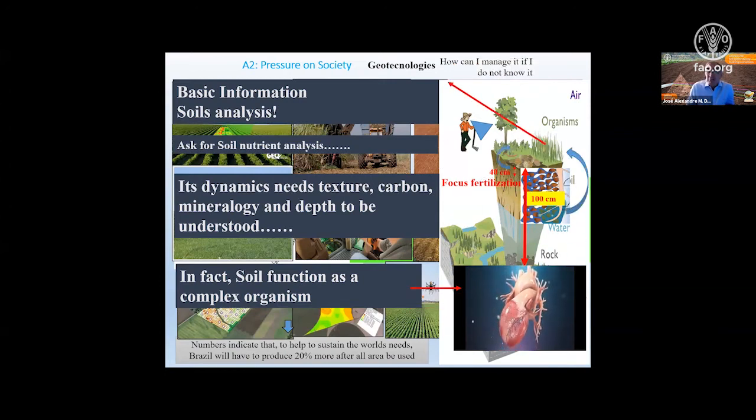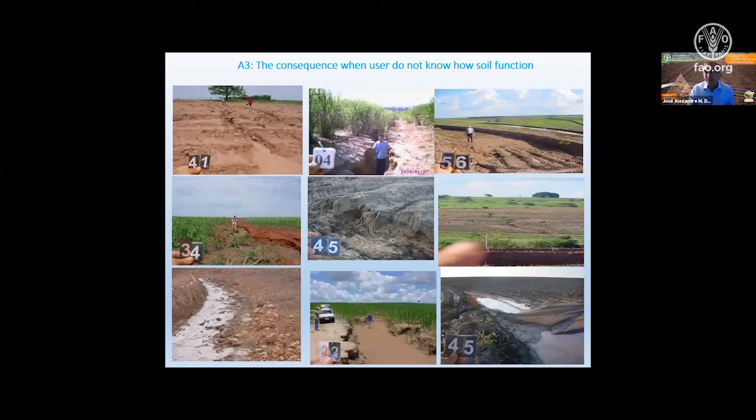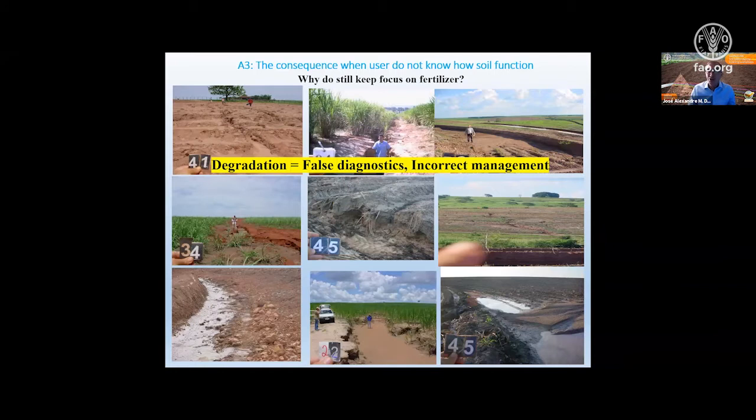And how can I manage it if I don't know it? So this is the point. I have to know the soils to manage them. Okay, so the third part is the consequence. This is the consequence when you don't know soils: degradation, false diagnosis, incorrect management. So why still keep the focus only on fertilizer? Fertilizer is important, but something is missing.